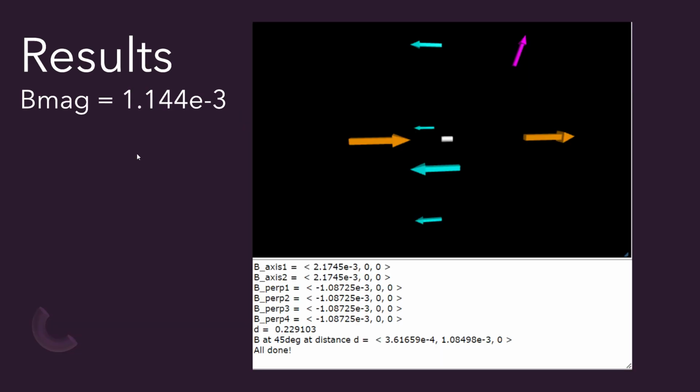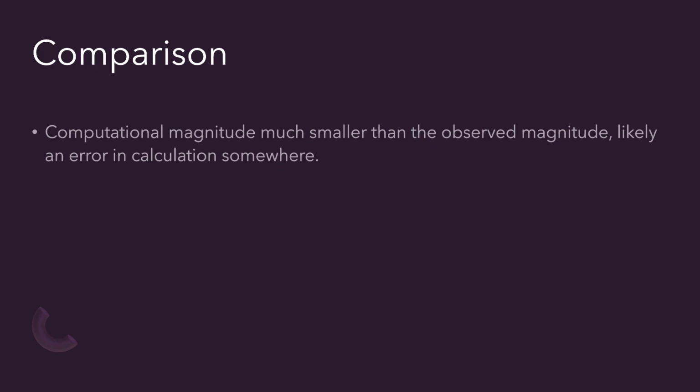You can see all the arrows around the bar magnet representing the magnetic field. You can see how down the pole it goes the opposite way, whereas perpendicular it's going to the left, which is what we expect. And the magnitude we got was 1.144e-3. So comparing, the computational magnitude was much smaller than the observed magnitude, which was likely an error in calculation somewhere.